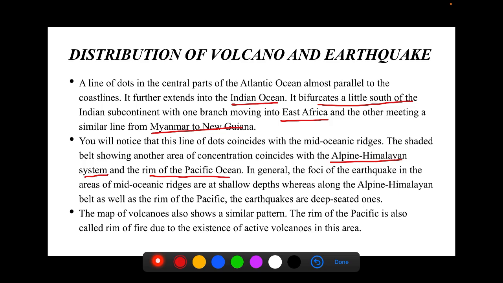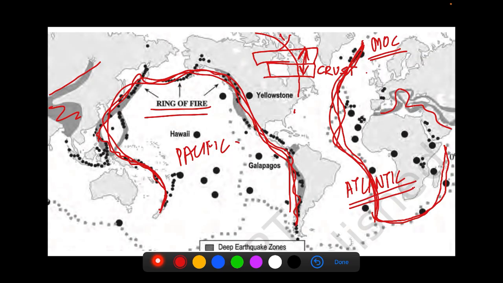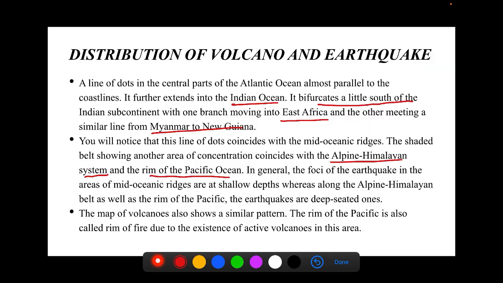So till now, we have seen that there are three parts. One, we have seen the Atlantic mid-oceanic ridge. Second, we have seen the Pacific Ring of Fire, and third, we have seen the Alpine-Himalayan area. In general, the foci of earthquakes in the area of the mid-oceanic ridge are at shallow depth. Why shallow depth? Because the crust thickness is very less.